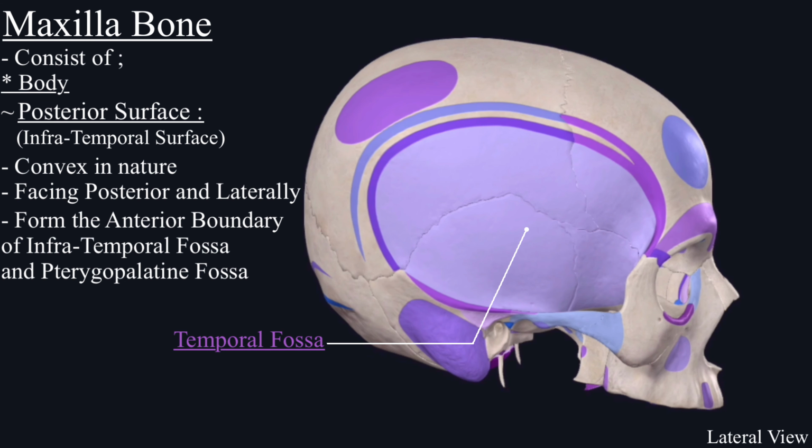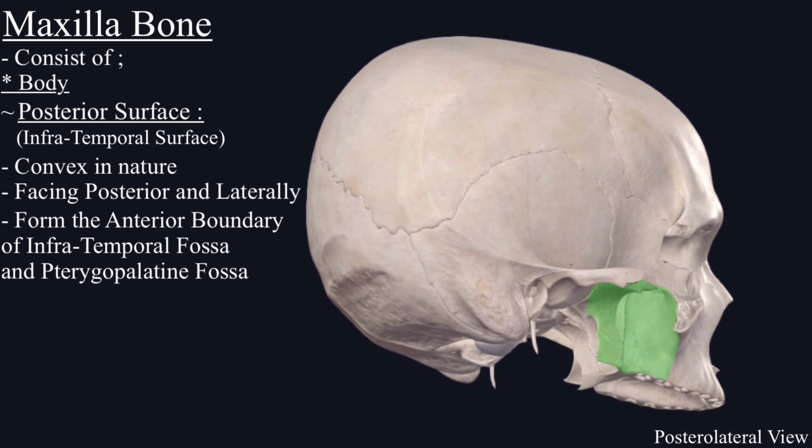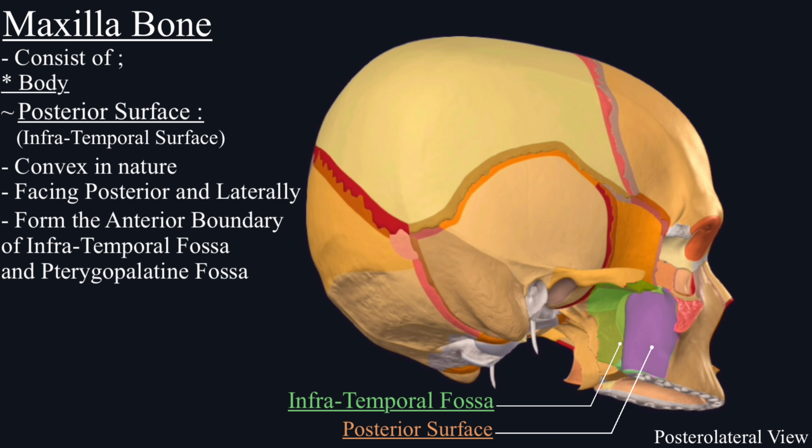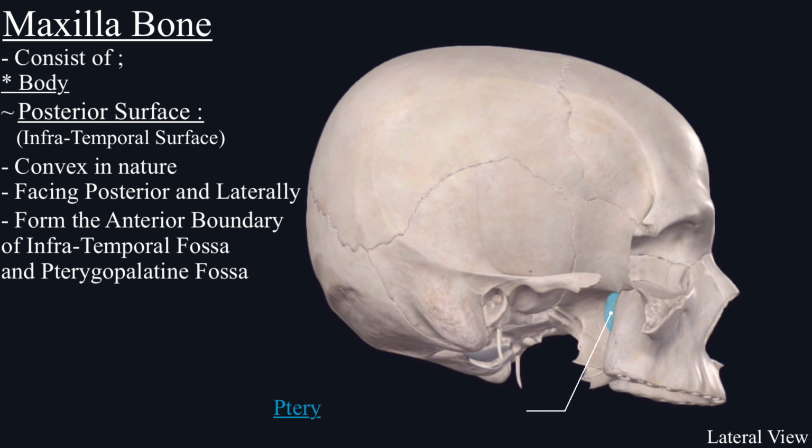This is the temporal fossa, and below it, here is the infratemporal fossa. The anterior boundary of the infratemporal fossa is formed by the posterior surface of the maxilla body. Also note that there is a fissure called the pterygomaxillary fissure, and deep to it is the pterygopalatine fossa.